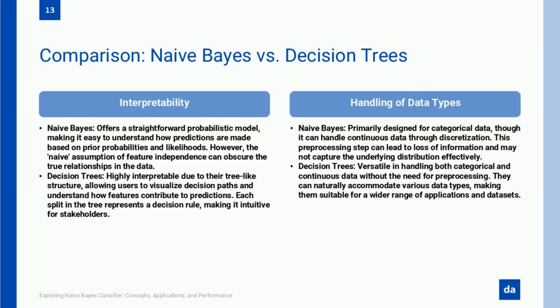However, decision trees come with their own limitations. They are more prone to overfitting, especially when they grow too deep and become overly complex. While pruning techniques can help mitigate this, decision trees often require more tuning and optimization than naive Bayes. Naive Bayes, in contrast, is much more resistant to overfitting, particularly in cases where the data is sparse or high-dimensional, making it an excellent choice for text classification and NLP tasks.